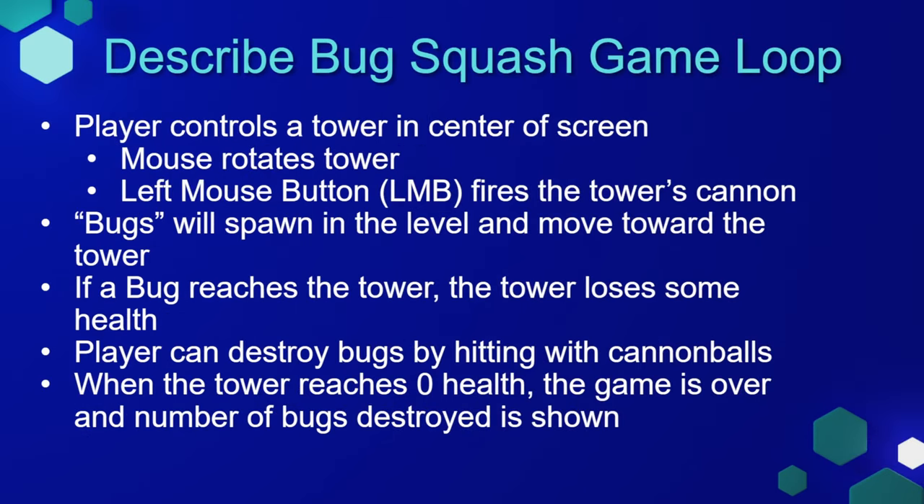Over the next week, we're going to make a project called Bug Squash, and in this project there will be a player which is controlling a tower in the center of the screen. The mouse will allow the player to rotate the tower, and the left mouse button will fire the tower's cannon. Bugs are going to spawn in the level and move toward the tower, and if a bug reaches the tower, it loses some health. The player can destroy the bugs by hitting them with the cannonball, and when the tower reaches zero health, the game is over and the number of bugs destroyed is shown.